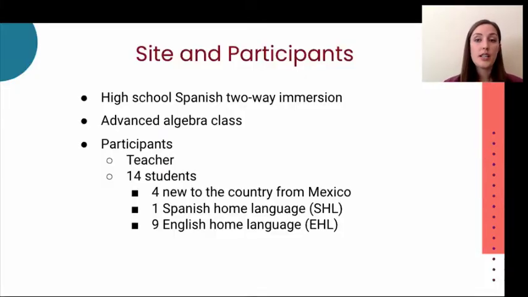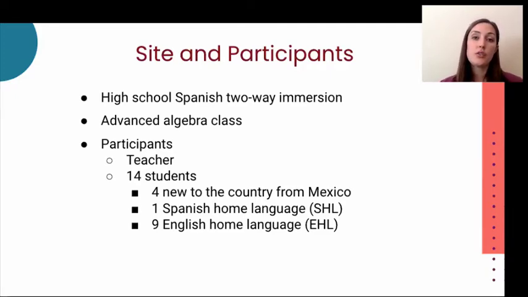So as I mentioned, this study takes place in a high school Spanish two-way immersion math class, specifically an advanced algebra class. And the participants in this study were the teacher and 14 of the 15 students that make up this class. 4 of these participants were new to the country from Mexico when this data was collected. And so they were not officially enrolled in the immersion program, but they were taking this class as a way to support their learning. So they were also enrolled in English language learner courses. But this was a way for them to take at least one of their subjects in their native language.